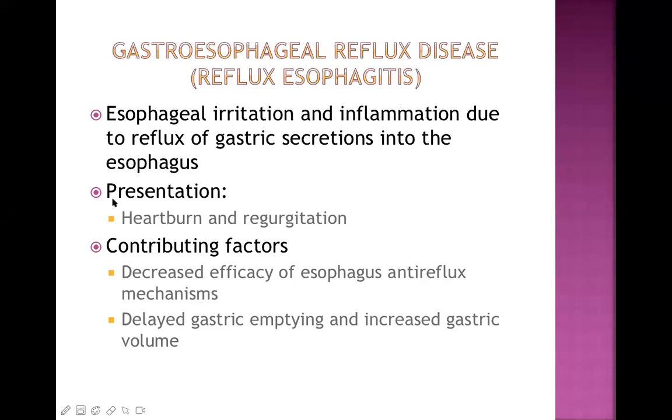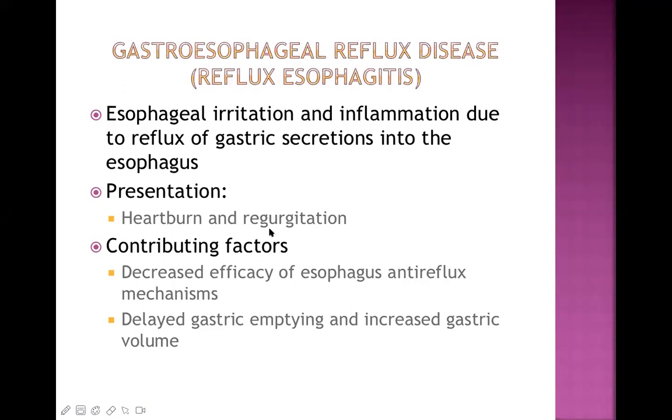Now see here, what can happen to the patient? The patient will have heartburn. Heartburn means the esophageal mucosa is inflamed as a result of acid contact and regurgitation. This regurgitation can easily lead to vomiting as well. Not only vomiting, sometimes this regurgitation can also lead to aspiration. Vomiting and aspiration can happen.